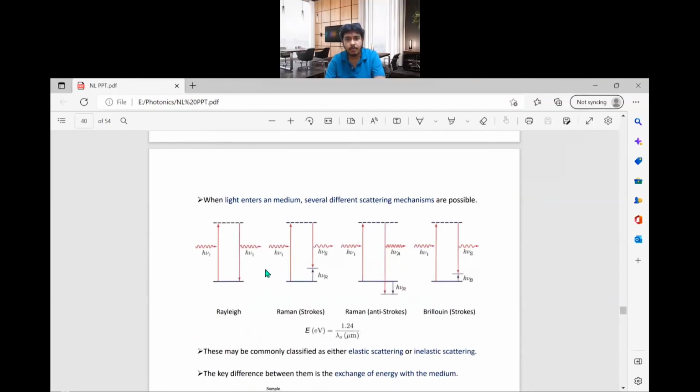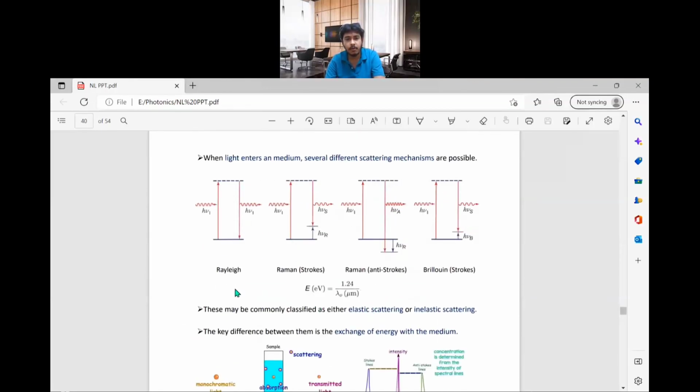When light enters a medium, several different scattering mechanisms are possible, as we already said. Rayleigh scattering is when both input and output frequency are the same, and then there is Raman-Stokes scattering and Brillouin scattering, where the output frequency is different. In Stokes scattering, as you can see, the frequency is less than the input frequency, so some energy is lost to the medium. In anti-Stokes scattering, the medium supplies some energy, so you get a higher frequency compared to the input frequency.